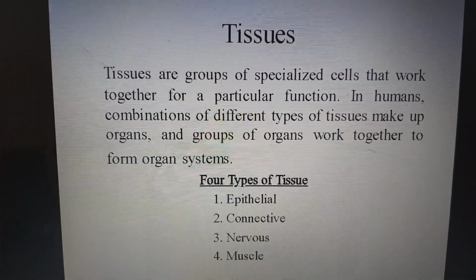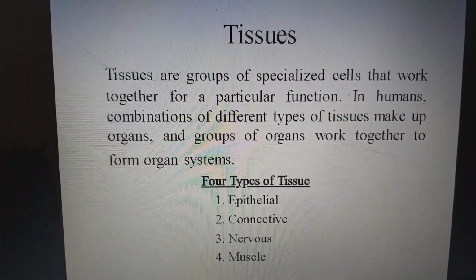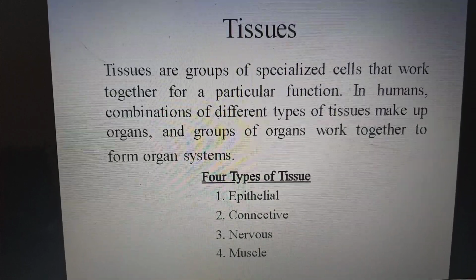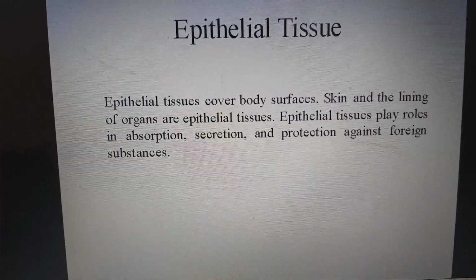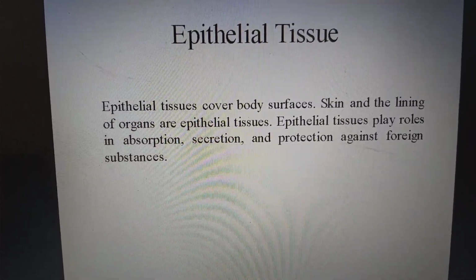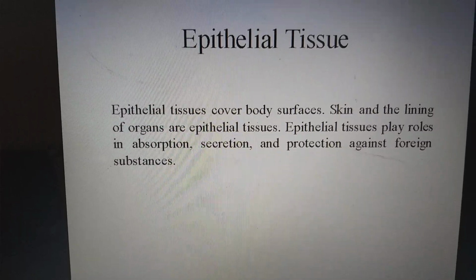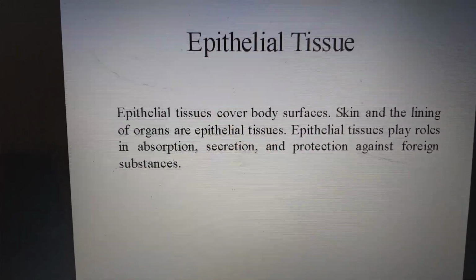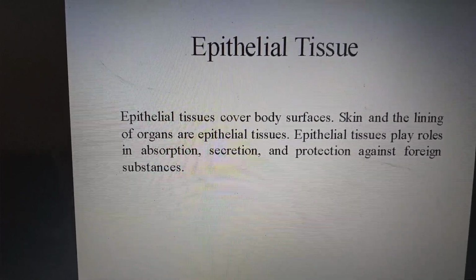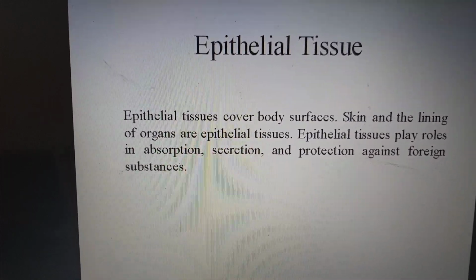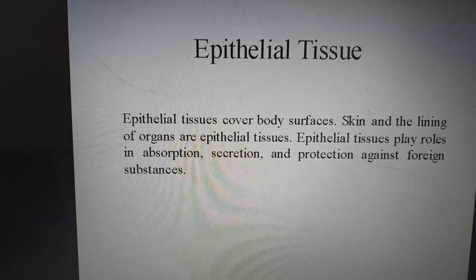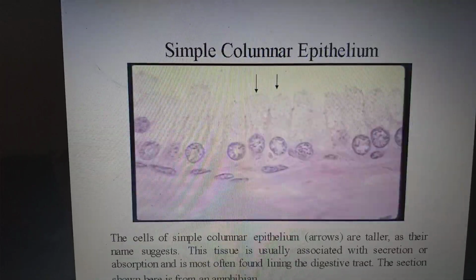So we have four types of tissues. One is epithelial tissue, other one is connective tissue, third one nervous tissue, and the fourth one muscle tissue. Coming to the first, we are going to see about epithelial tissue. The epithelial tissue covers the body surfaces, nothing but skin, and the lining of organs are epithelial tissues. Epi means above, so those are lining covering the body surfaces. The name itself shows the meaning. Plays a role in absorption, secretion, and protection against the foreign substances.